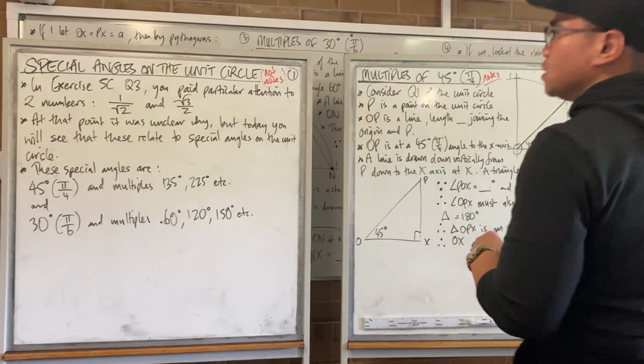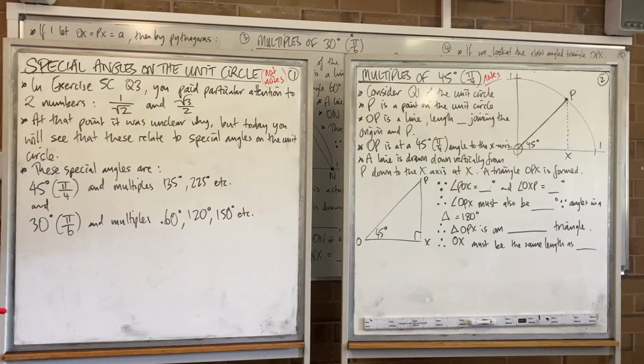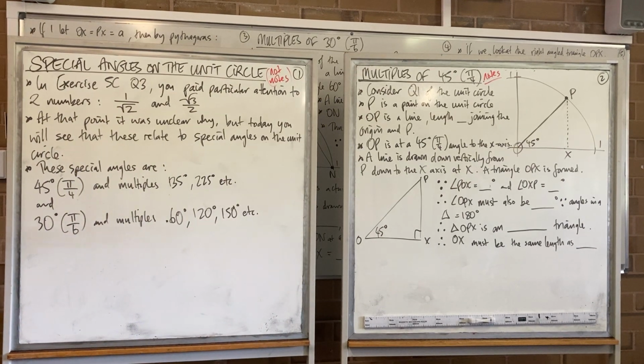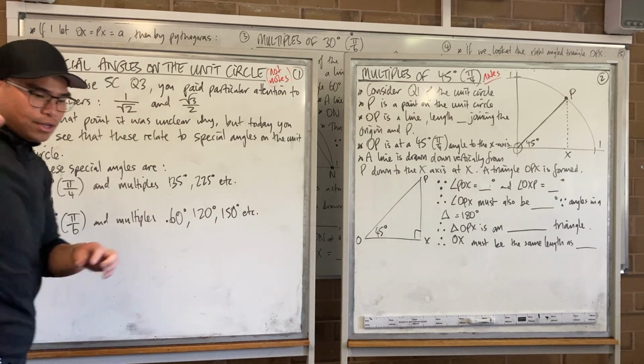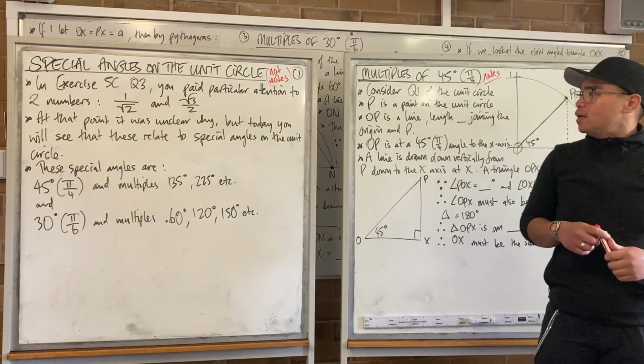Alright, so this lesson is about the special angles on the unit circle. This part is not notes, but if you really want to get it, I won't stop you from getting it later. Hopefully if you did what I asked you to do, in exercise 5C question 3, you would have noticed in the PDF I put a little rectangle saying you must do this, okay?